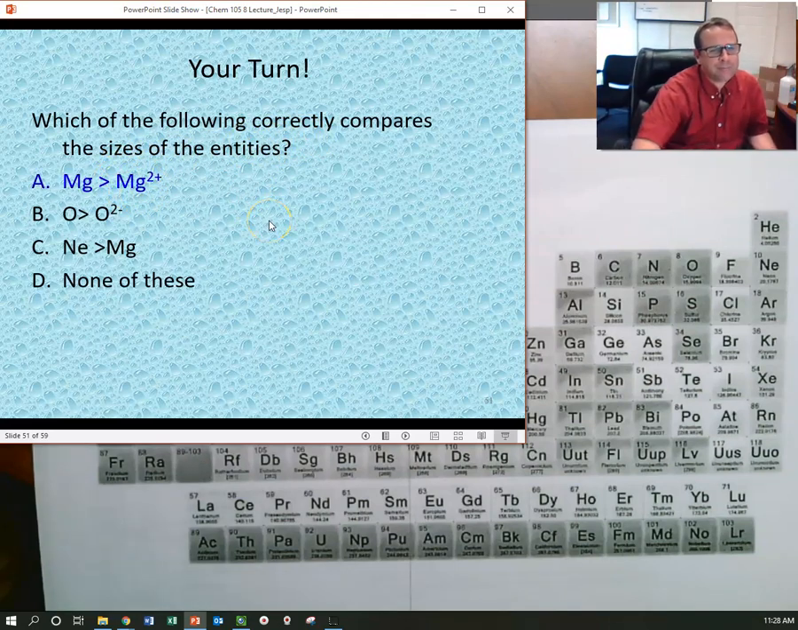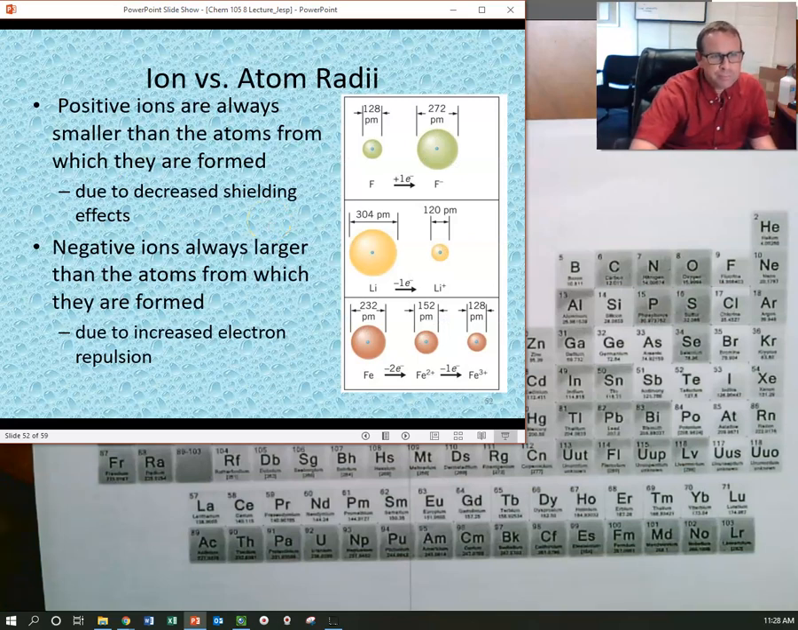Okay. So, takeaway message. Positive ions are always smaller than their atoms, while negative ions are always larger than their relative atoms. Okay?